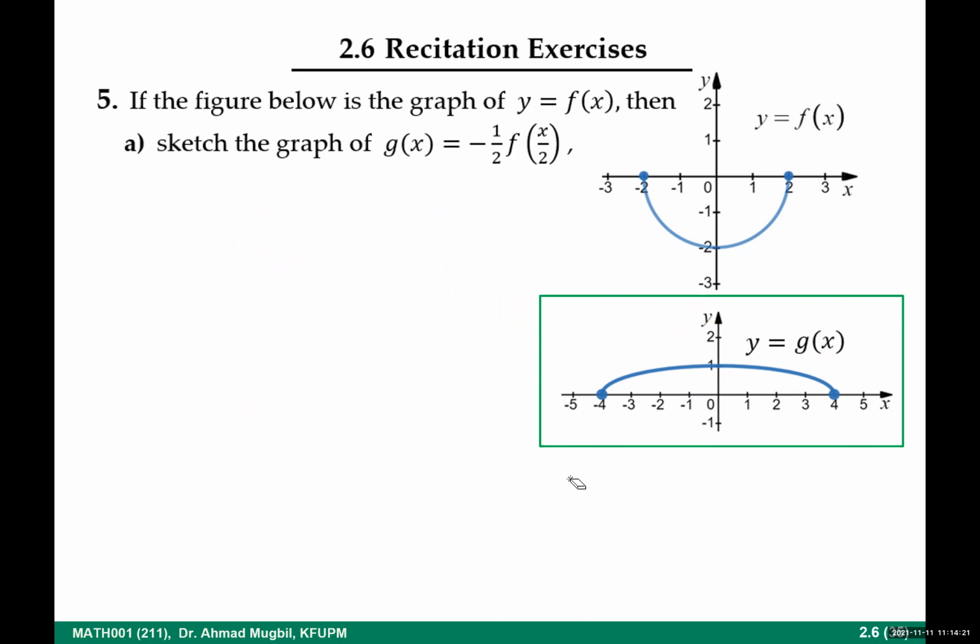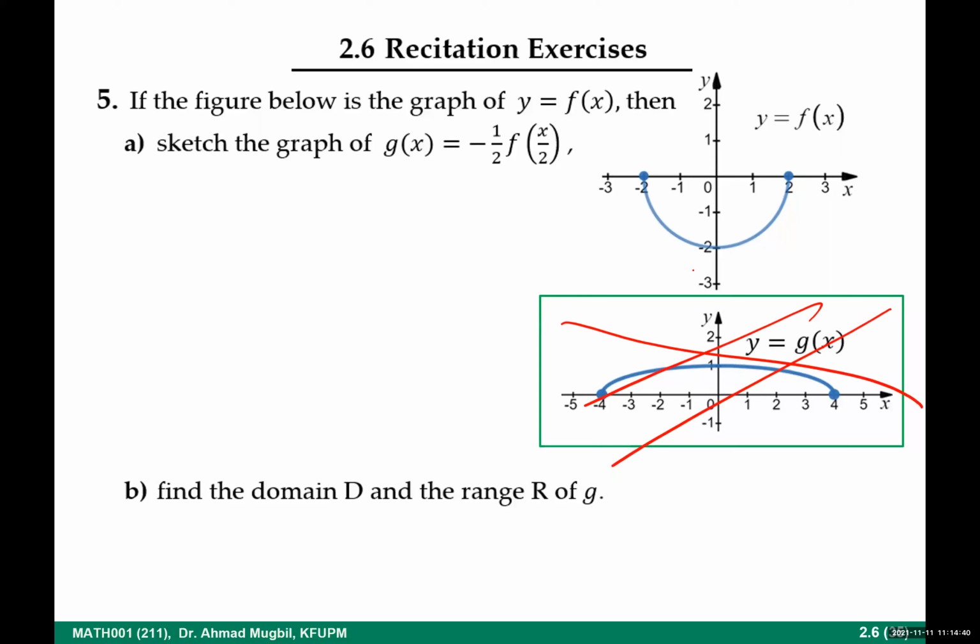Okay, now the second part is about finding the domain and the range of g. Clear from the graph. The domain is from negative 4 to 4. The range is from 0 to 1. Clear if you have the graph. What about if he asks you this question before the graph? He didn't ask you to graph. He just asked you what is the domain of this function. I can ask you, how to find the range here without sketching the graph.